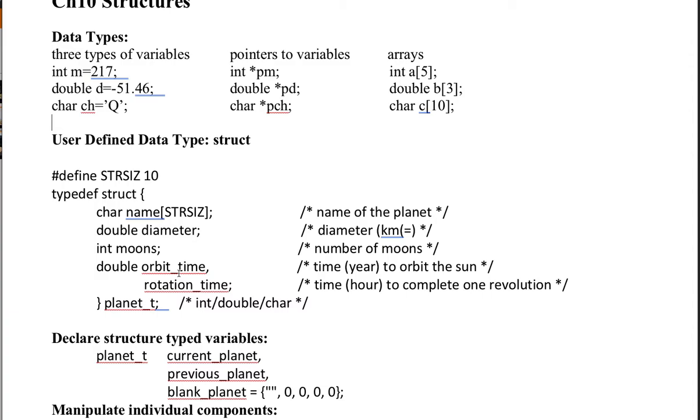It should be easy to tell, right? The orbit time, it is 1 year. The rotation time, it is 1 day. For our Earth. Okay. So this is the definition of a structure.